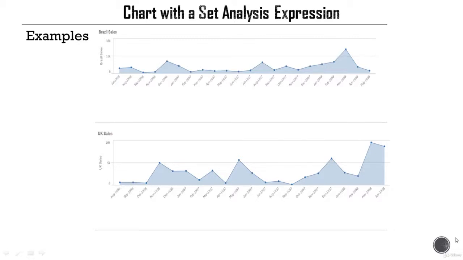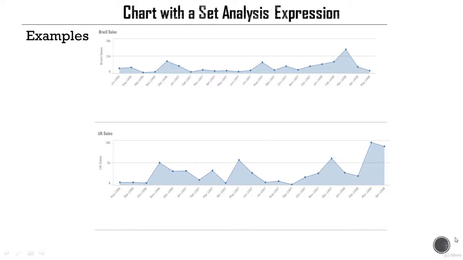Hello and welcome. So now we understand basic set analysis and how to write a set analysis expression. To apply that into practice, let's create two line charts. One will show sales for Brazil and another will show sales for UK. As you might have imagined, we're going to use a modifier to filter country in each chart. So the first chart will have country as Brazil, the other one will have country as UK.